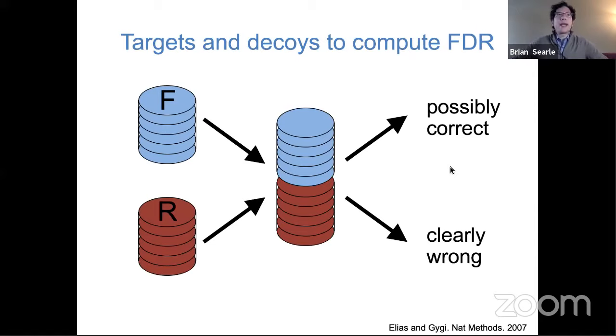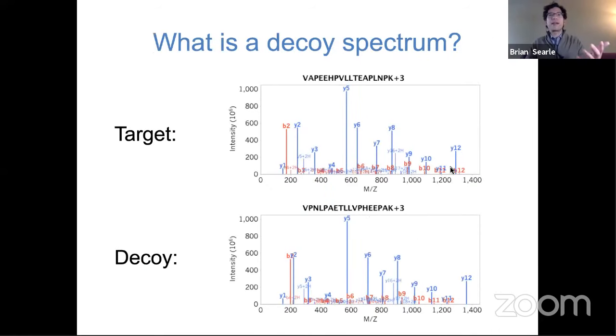Again, typically we analyze this data using the same types of methods as we do with DDA, with the concept of target and decoy. So we will typically use a forward database and a reverse database, but rather than a FASTA database, we'll actually use a forward spectrum library and a reverse spectrum library. So how do you create a reverse spectrum library?